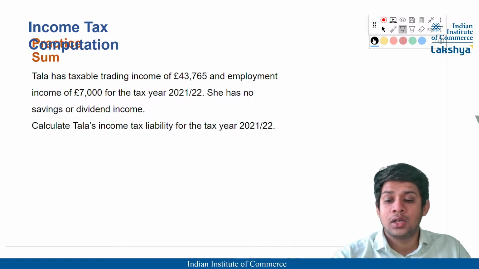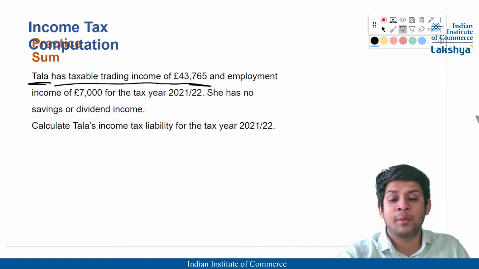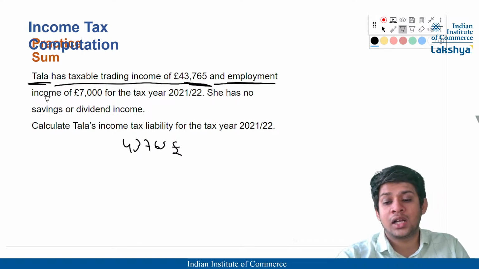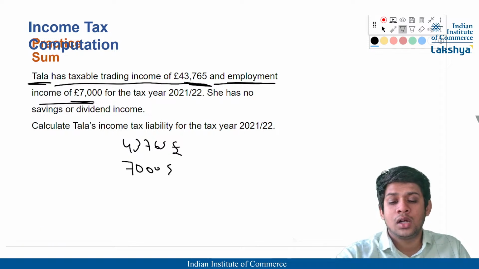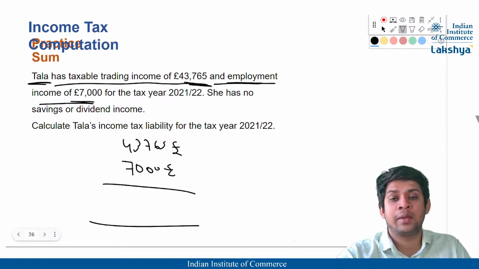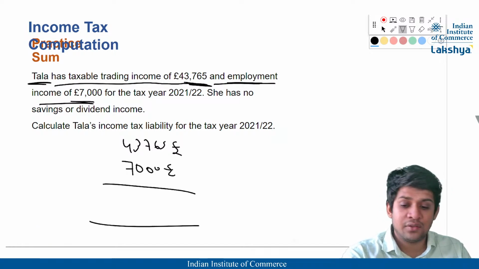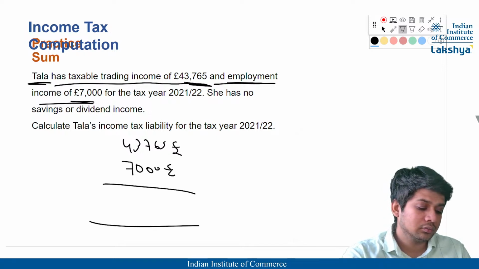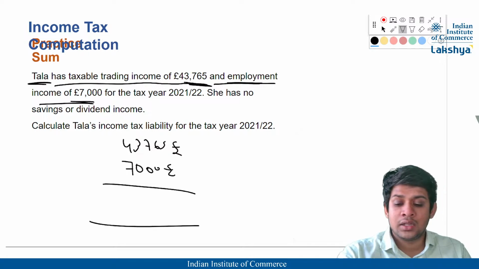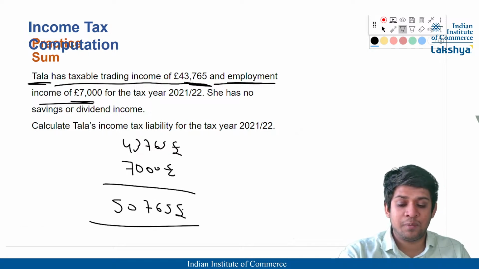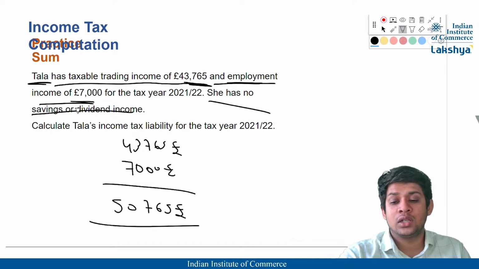Let us do this sum. Kala has a taxable trading income of 43,765 pounds, and she has an employment income of 7,000 pounds. Her trading income and employment income are under the same head, that is non-savings income. So her total income becomes 43,765 plus 7,000, that is 50,765 pounds. She has no other savings or dividend income, so we only have to calculate the tax liability for her non-savings income.